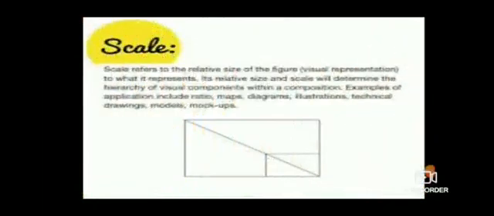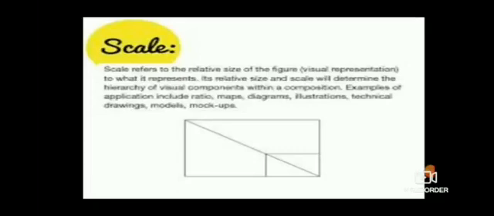Now next is elements of a map. Elements of a map, what is? Scale, direction and distance. Scale, direction and distance are called elements of map. Now what is a scale? Firstly we will see what is scale.